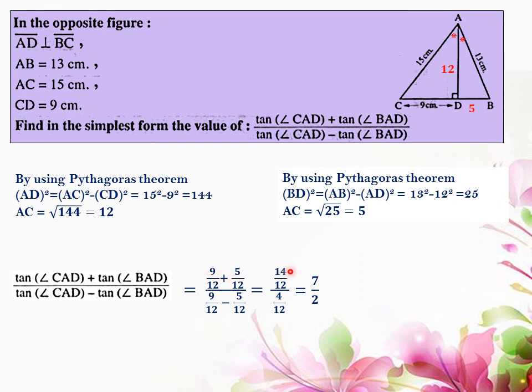9 plus 5 is 14 over 12, over 9 minus 5 is 4 over 12. We will cancel 12 with 12 to put it in the simplest form. It will be 14 over 4, equals 7 over 2.